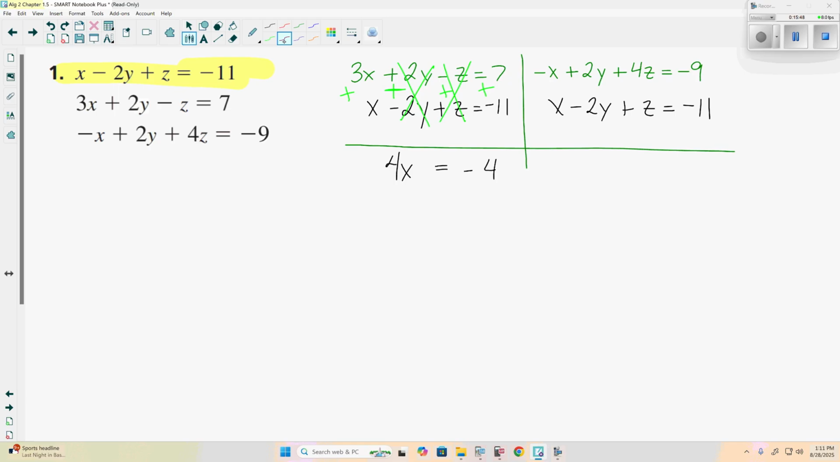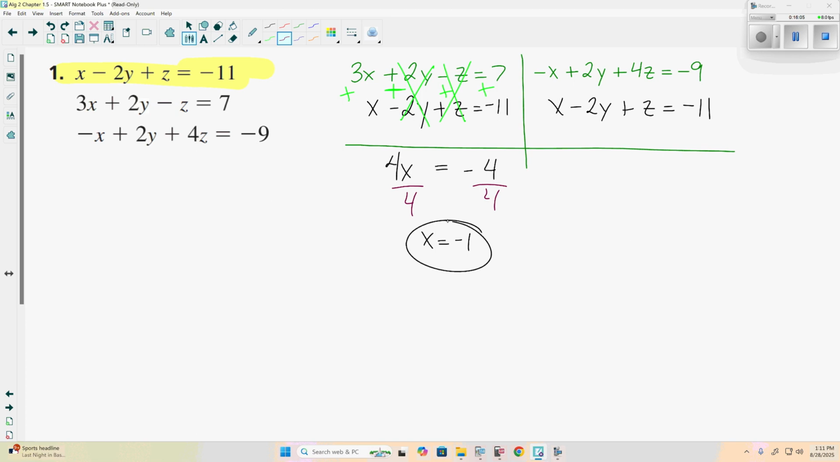We have one variable yet left, yes? Is there any reason why we can't just solve it? Divide by 4, divide by 4. X is negative 1, yes?